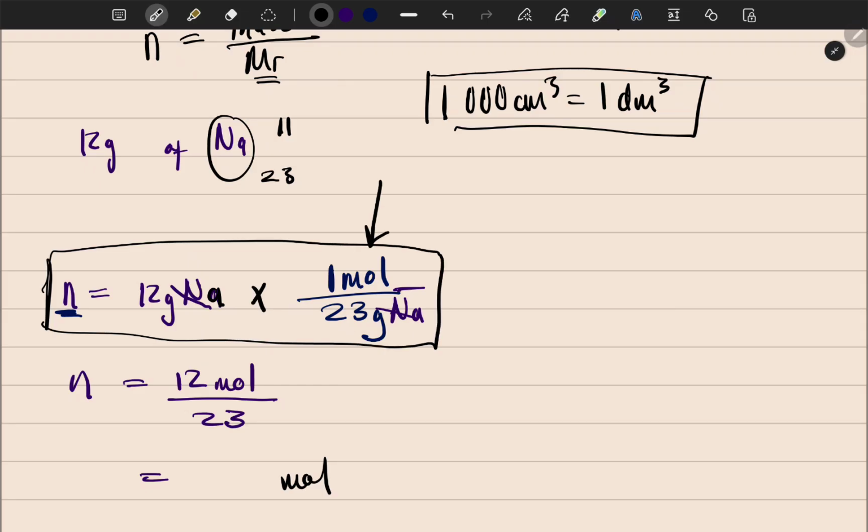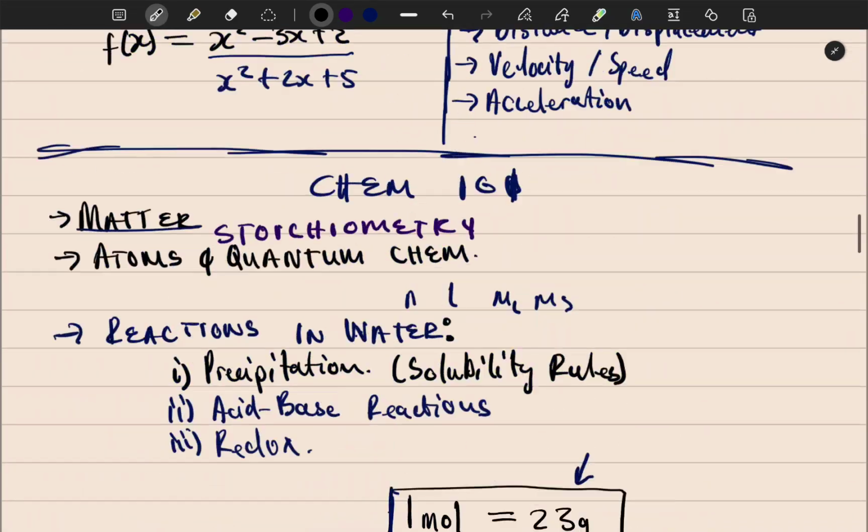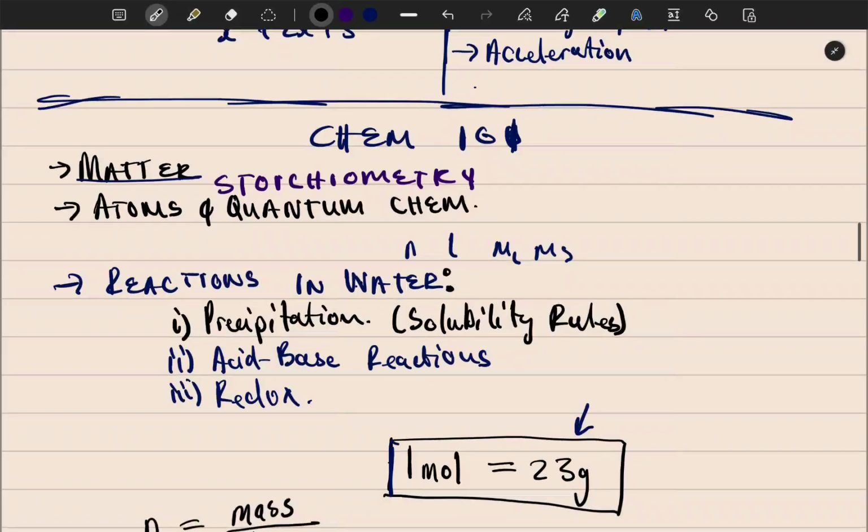This thing was an equation. Every fraction was an equation. The thing you're seeing at the top and the thing at the bottom are the same. They were equal. We'll talk about it more, don't you worry. But here's stoichiometry. So there's matter, and then there's stoichiometry, then atoms, then reactions in water. It gets nice. It's very, very nice.